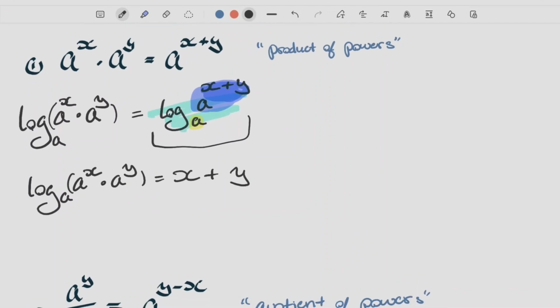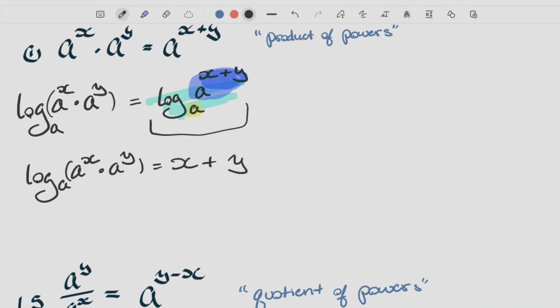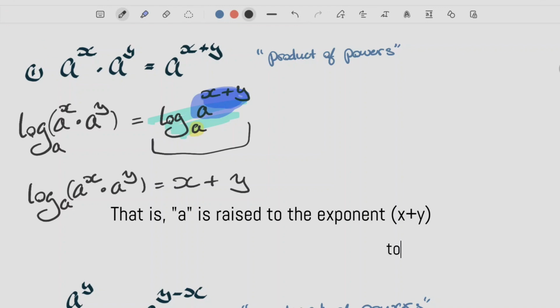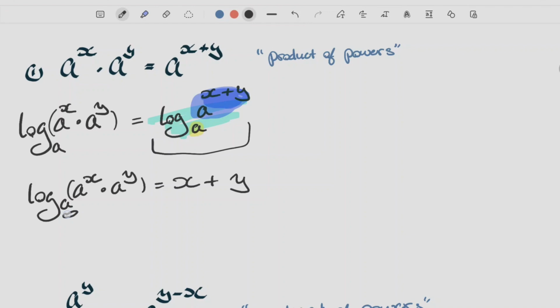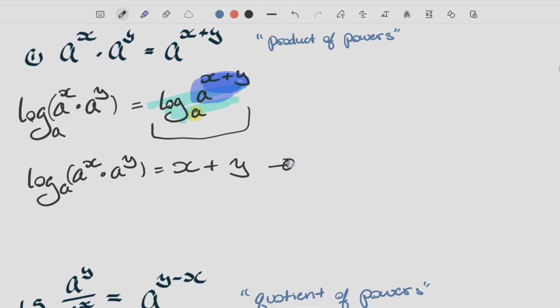Interesting. So this is saying, pretty much from the exponent side, what the top is saying. The overall exponent that a is raised to when you multiply these together, or when you just have a raised to x plus y, is the same. Maybe written out a little bit nicer.